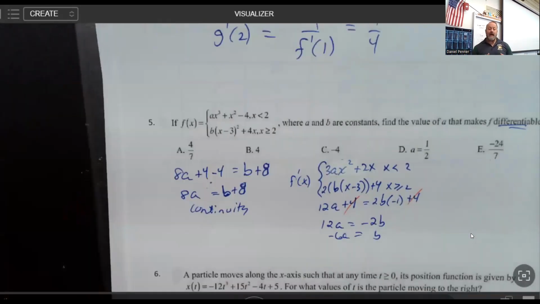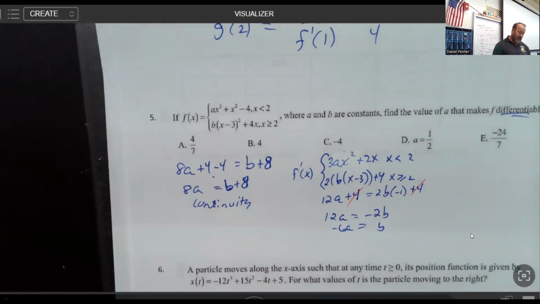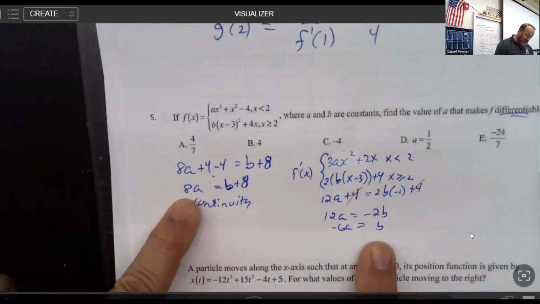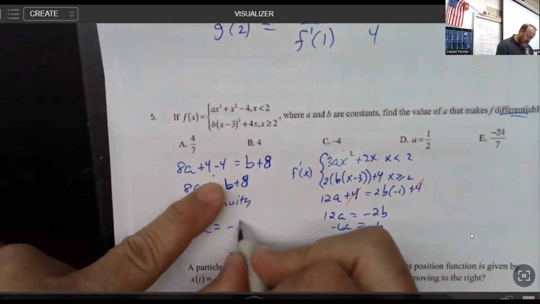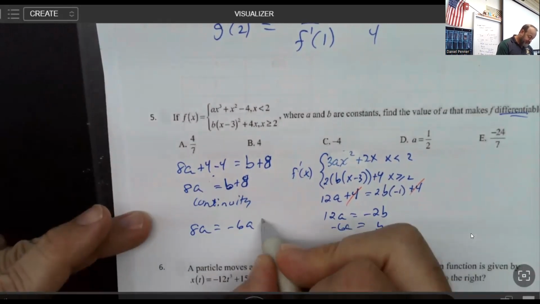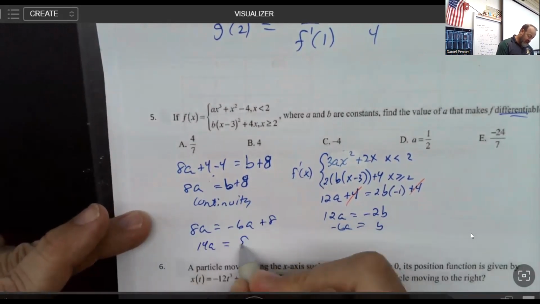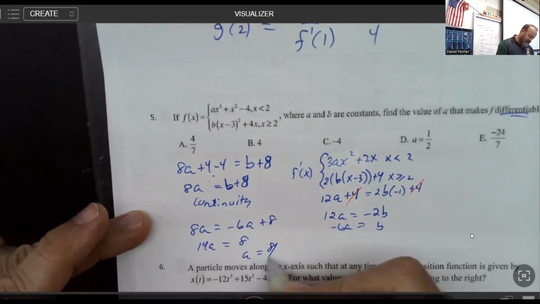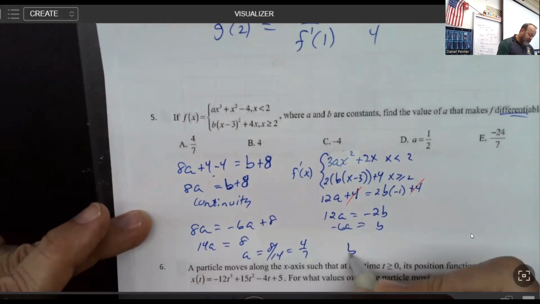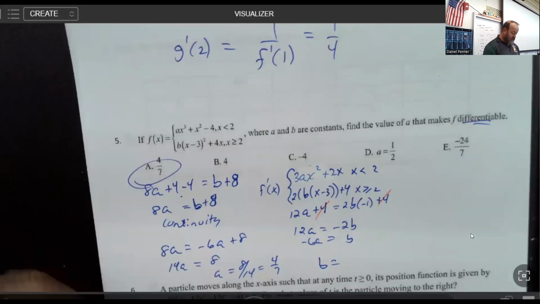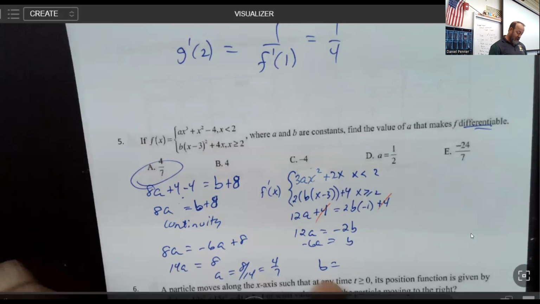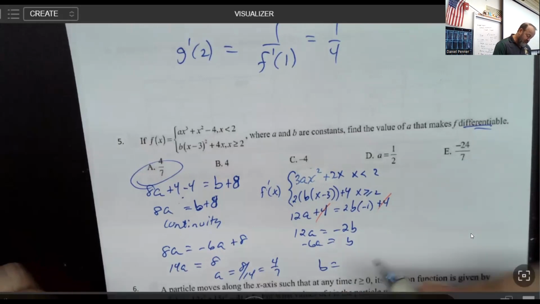Now what I have is 2 equations with 2 unknowns. If I come back here and plug that in, I know that 8a is the same as b, but we just found out that b is -6a. So 14a is 8, and a is 8/14, also known as 4/7. This problem didn't ask me to go further, it just said, what is a? But I want to find b really quick. If I know what a is, take -6 times 4/7, and I would get -24/7.